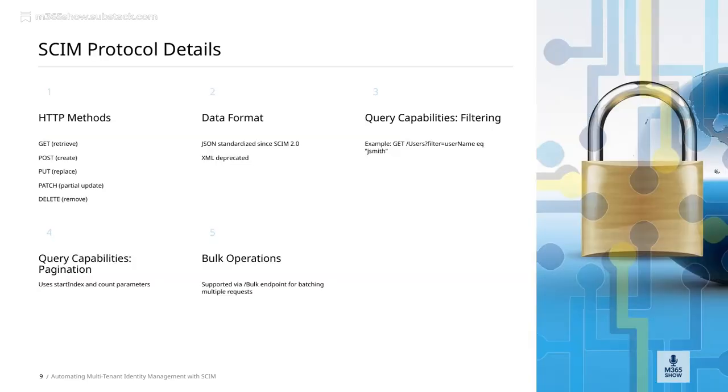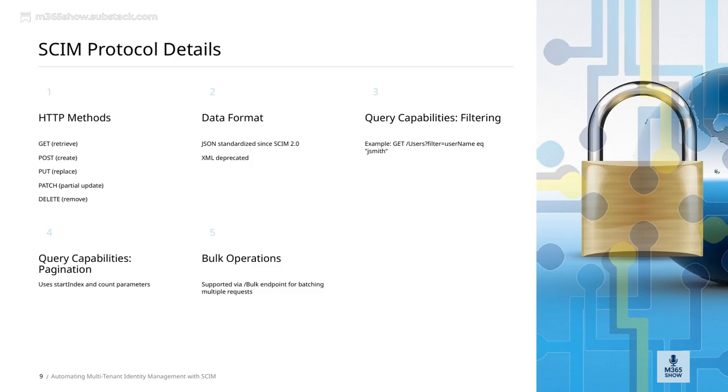Let's take a closer look at the SCIM protocol details. One of the key features is the support for bulk operations, which are facilitated through the bulk endpoint. This allows us to batch multiple requests together, making the management process more efficient. When performing bulk operations, we use startIndex and count parameters to control which subset of data we're working with, enabling effective pagination. Speaking of querying data, SCIM offers robust query capabilities.